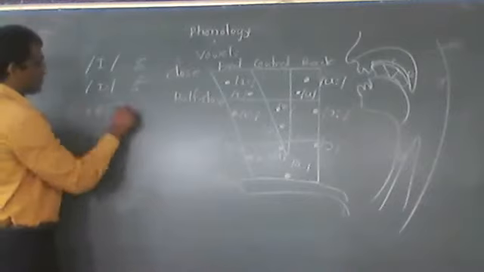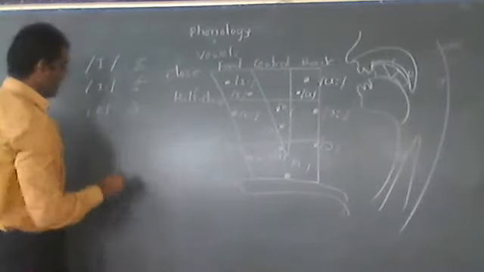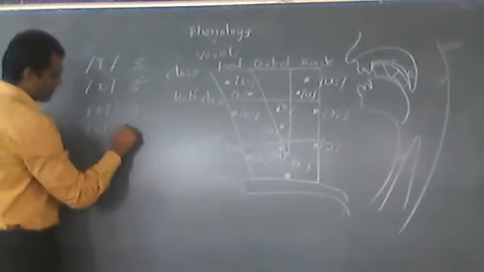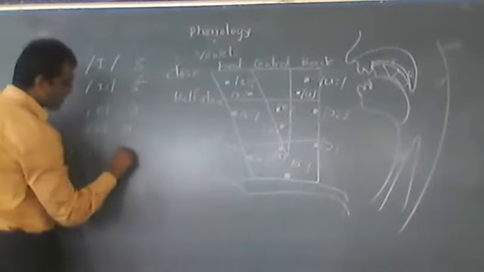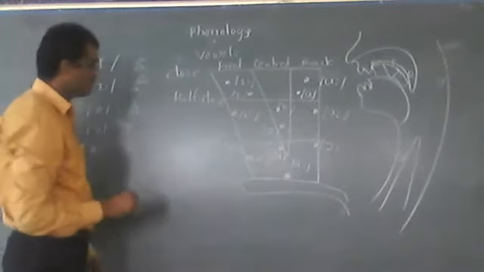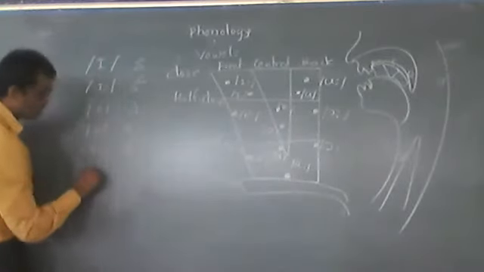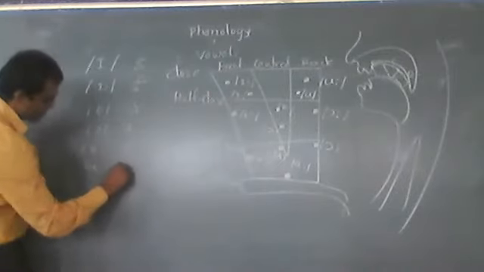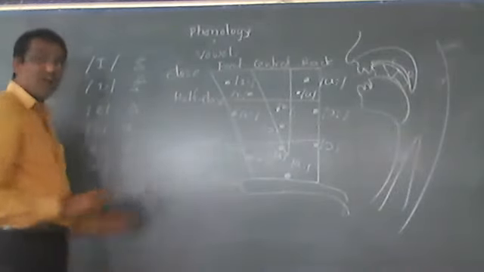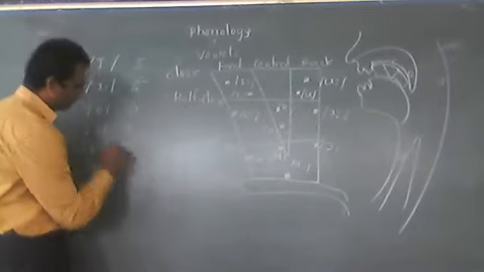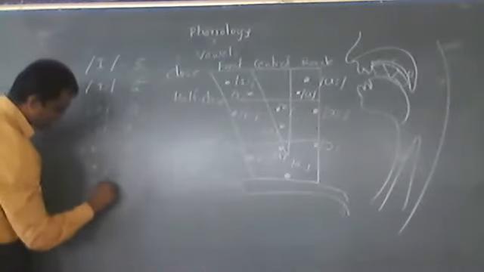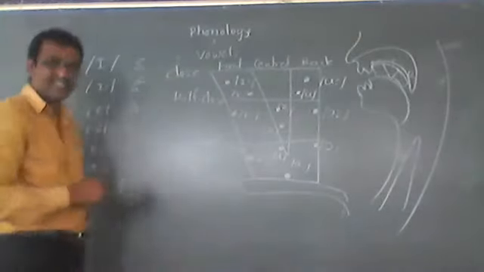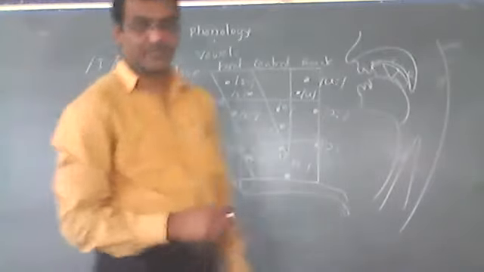This is A sound. This is O sound. This is A sound. This A sound is longer. We have this sound and the short O sound, just like cut, cup. So we have this particular sound.